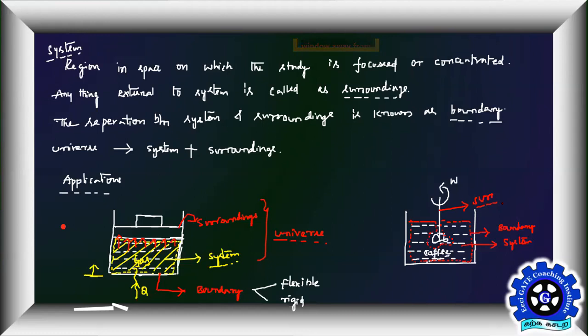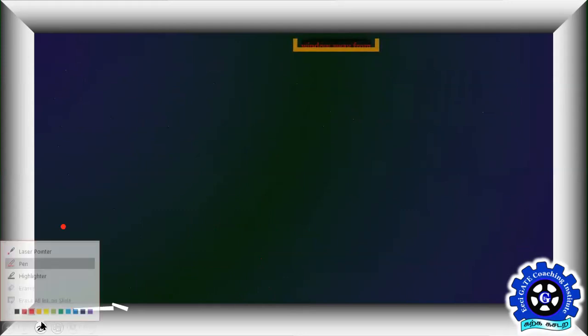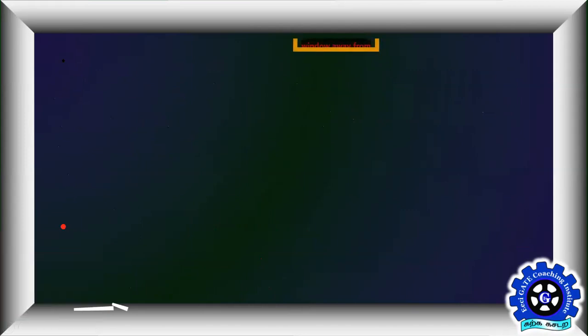If it is clear, let us go on to defining different types of systems. The next topic is types of systems.